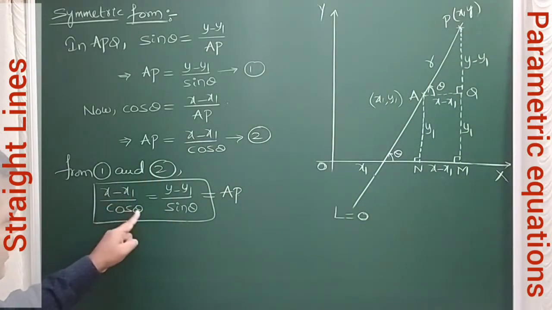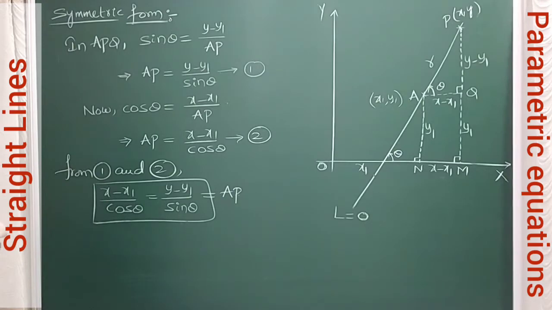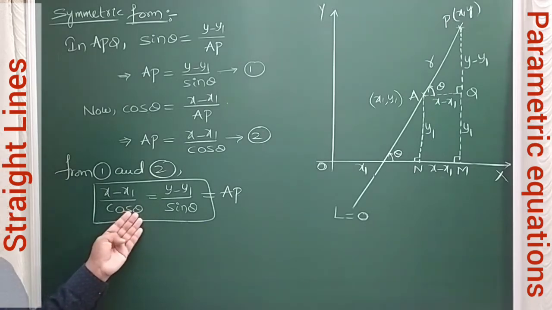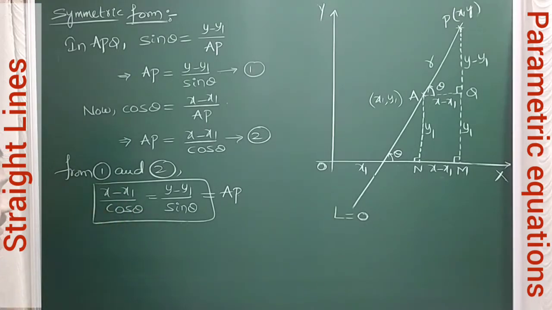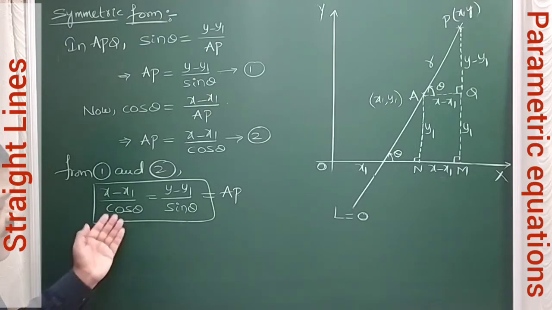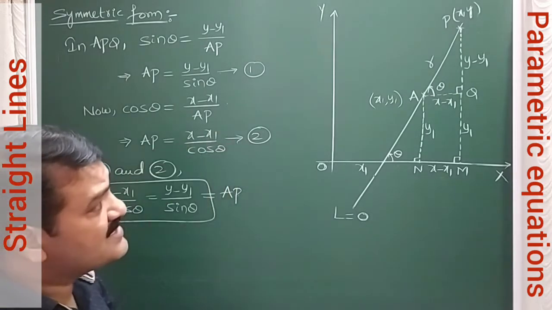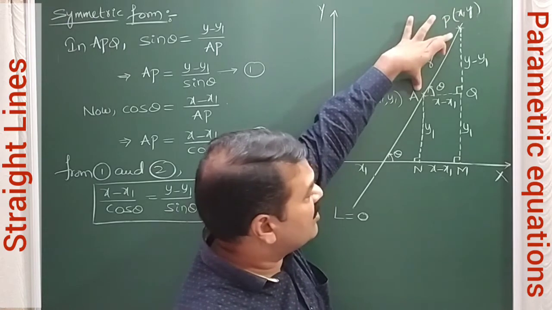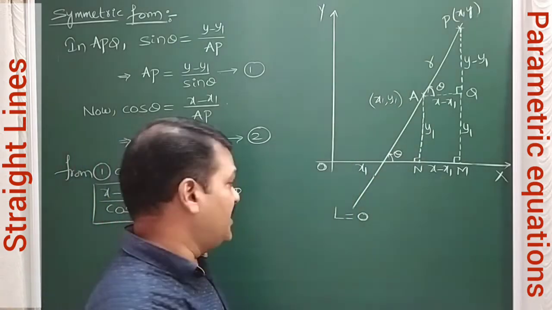Now x minus x1 by cos theta can be negative or positive, we don't know, depending on the angle, because theta is the inclination of the line. So this can be more than 90 also. This x minus x1 we don't know whether it is positive or negative, depending on the variable point we take. Sin theta is definitely positive for any inclination. So we don't know the signs of these two, but AP must always be positive, because AP is the length of this side, the hypotenuse of this right angle triangle. R must always be positive only.